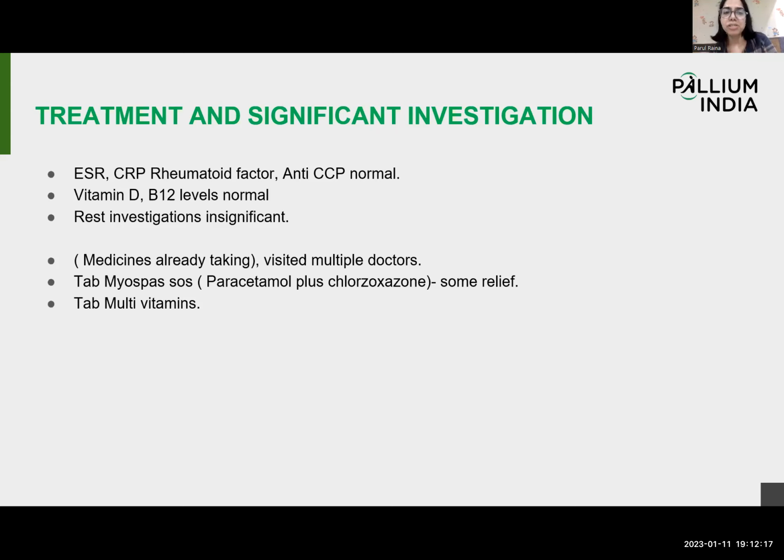The patient was already shown to multiple doctors, and all investigations were done already, which included ESR, CRP, rheumatoid factor, anti-CCP, which were all normal, including vitamin D and vitamin B12 levels. She was on a simple analgesic, Myospas, which includes paracetamol plus chlorzoxazone, which gave her some relief. And she was also on multivitamins, which were already prescribed to her.